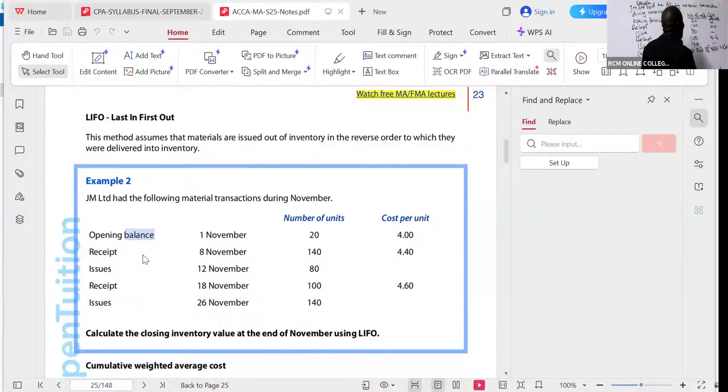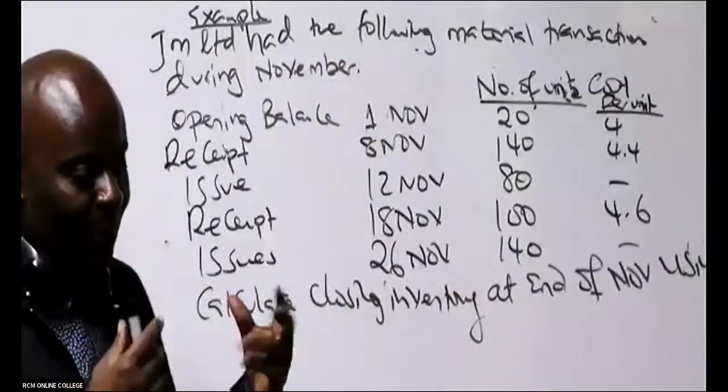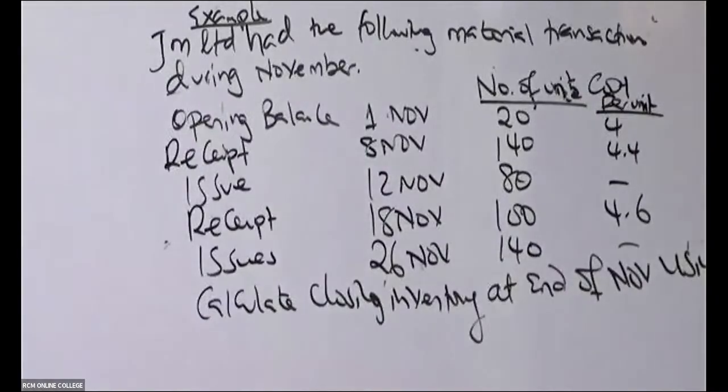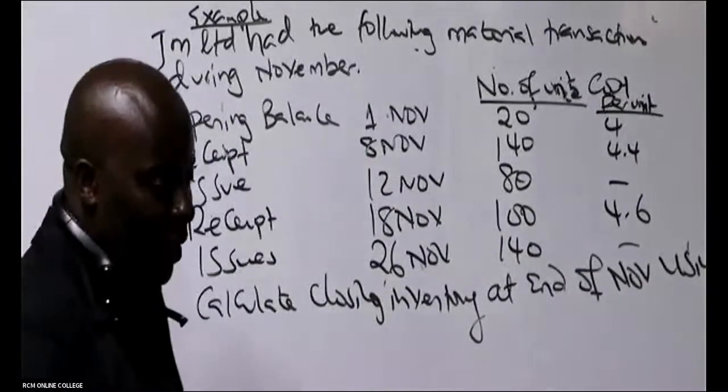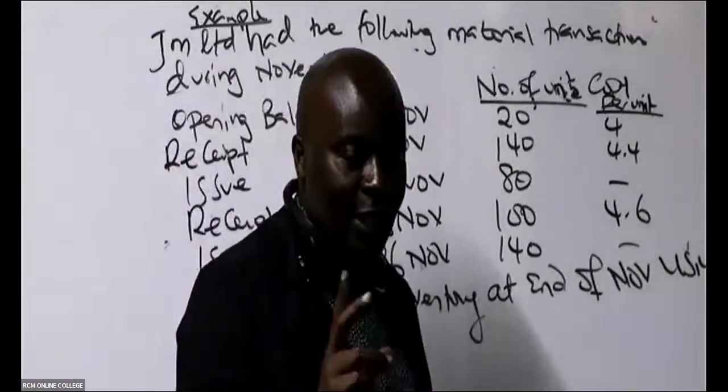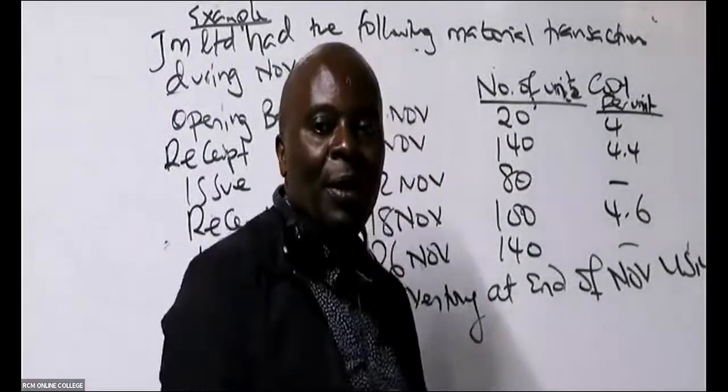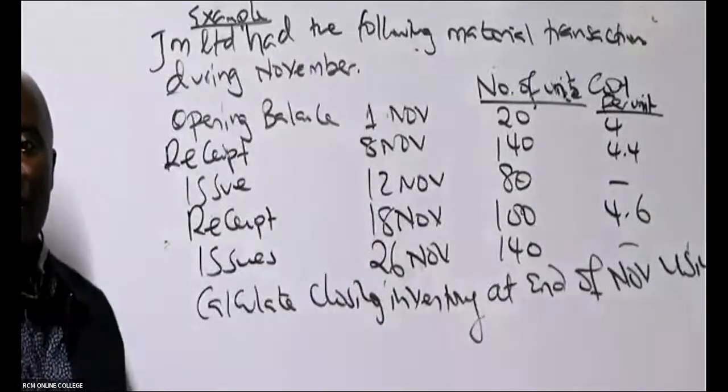Of course, I'm just introducing this topic, ladies and gentlemen. I'm trying to look at a very simple example before we look at the question that was set last semester, which had returns and damaged goods. So calculate the closing inventory at the end of November using last in, first out. Have you been able to write this question down very well?